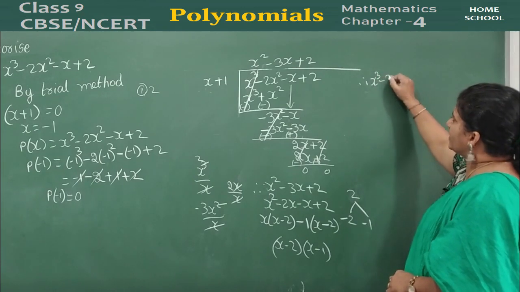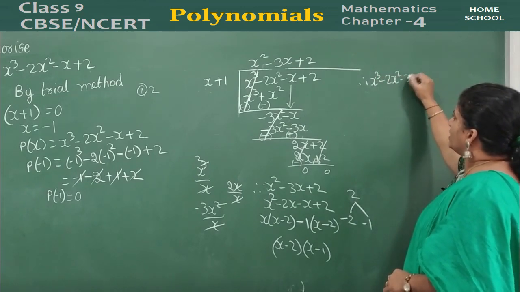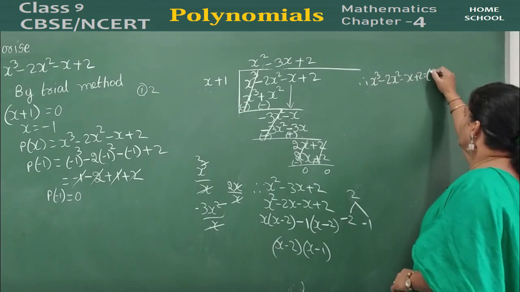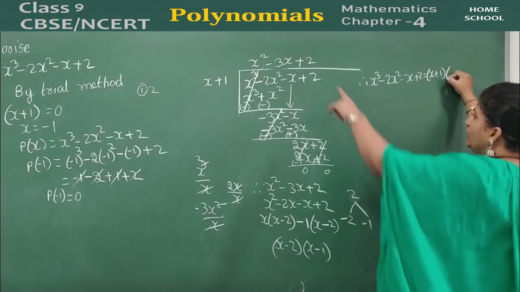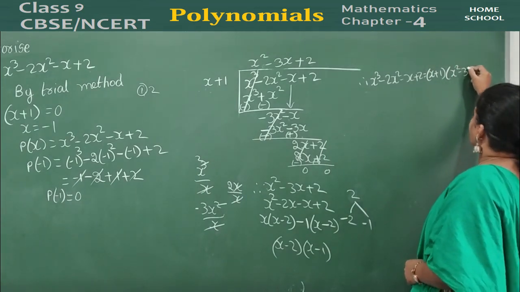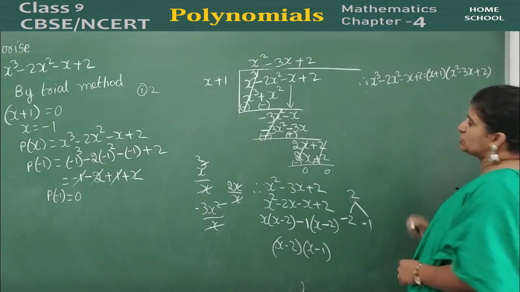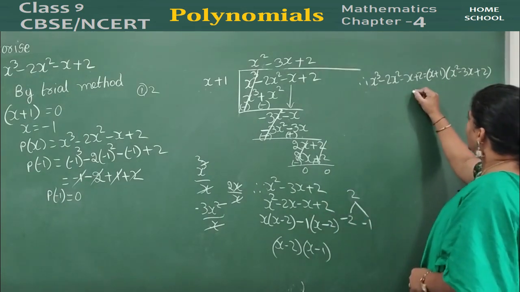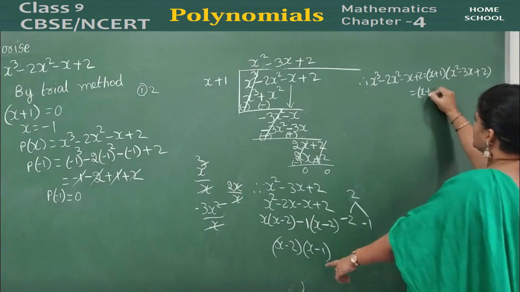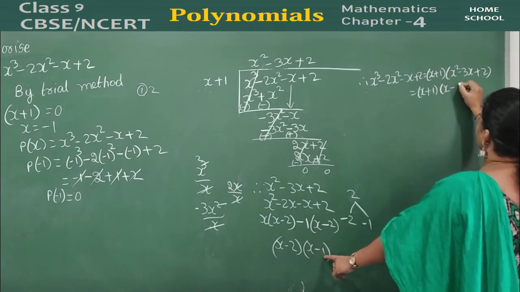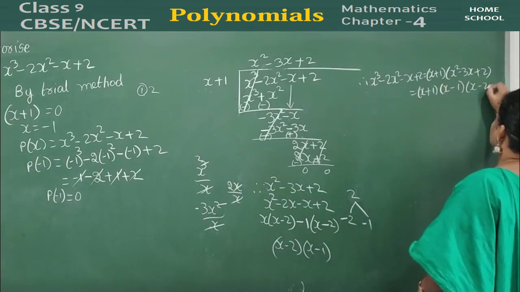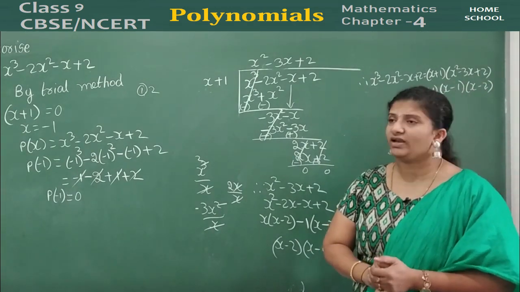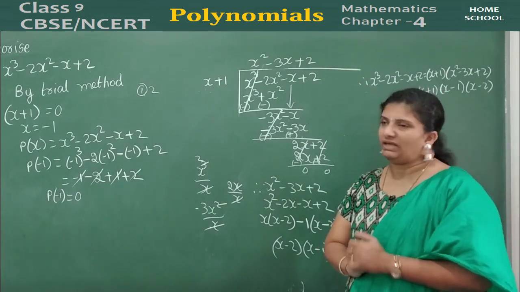The factors of x cube minus 2x square minus x plus 2 is equal to x plus 1 into, what is the quotient we got? x square minus 3x plus 2. Now this quotient again we have split here. That is x plus 1 into x minus 1 into x minus 2. Okay, this is the way of finding factors, one method.